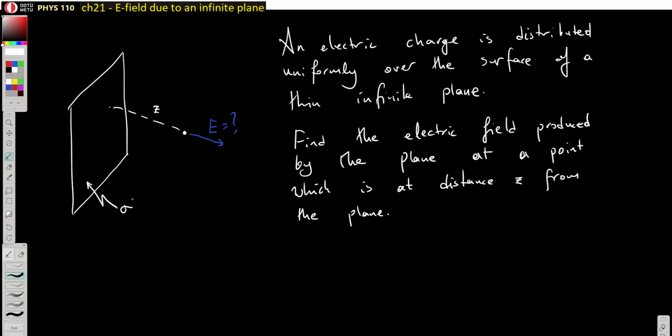This is the infinite plane problem. We have some electric charge distributed uniformly over the surface of an infinite plane, a thin infinite plane, and we would like to find the electric field produced by the plane at a point at a distance z. So in this picture, this square-like thing somehow represents the infinite plane.